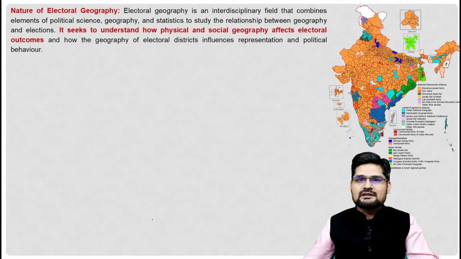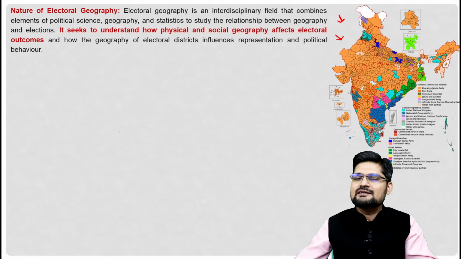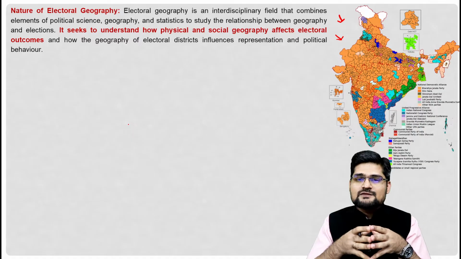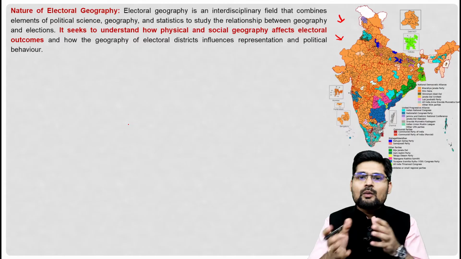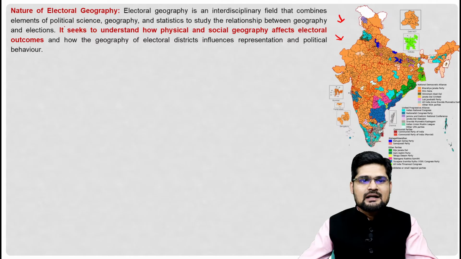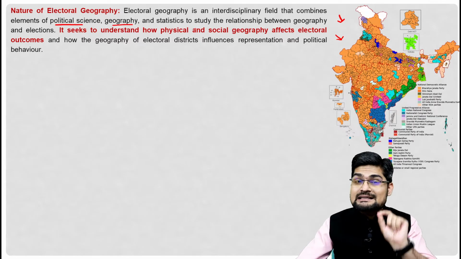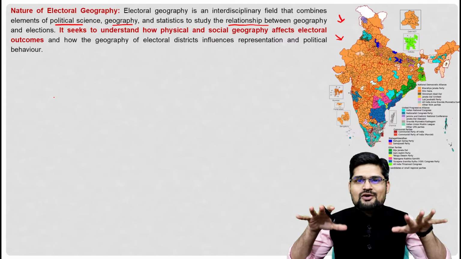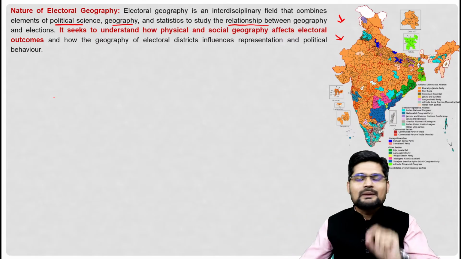Now if we observe further the nature of electoral geography, it's very interesting. If you observe this map of India, showing the constituencies and the politics associated with them, we see that it's an interdisciplinary science. Why is it interdisciplinary? Because we talk about spatiality, where locational analysis and geography come in, while the other aspect is from political science. So it's a combination subject. Political science, geography, as well as statistical tools for analysis give us the relationship between geography and elections, with elections on one hand and geography on the other combined together.